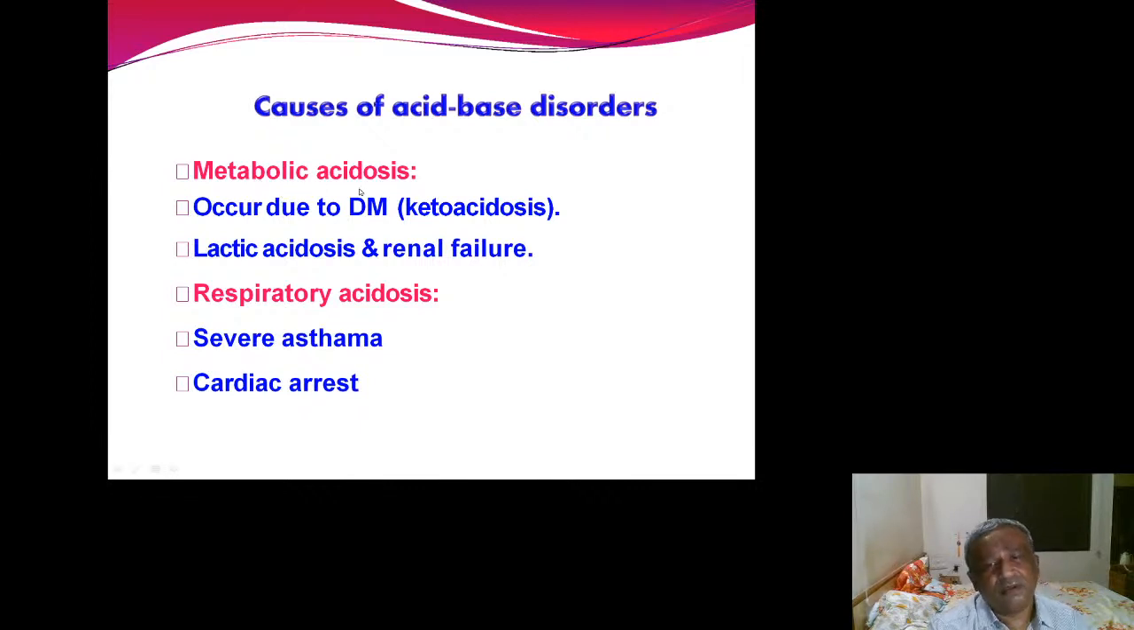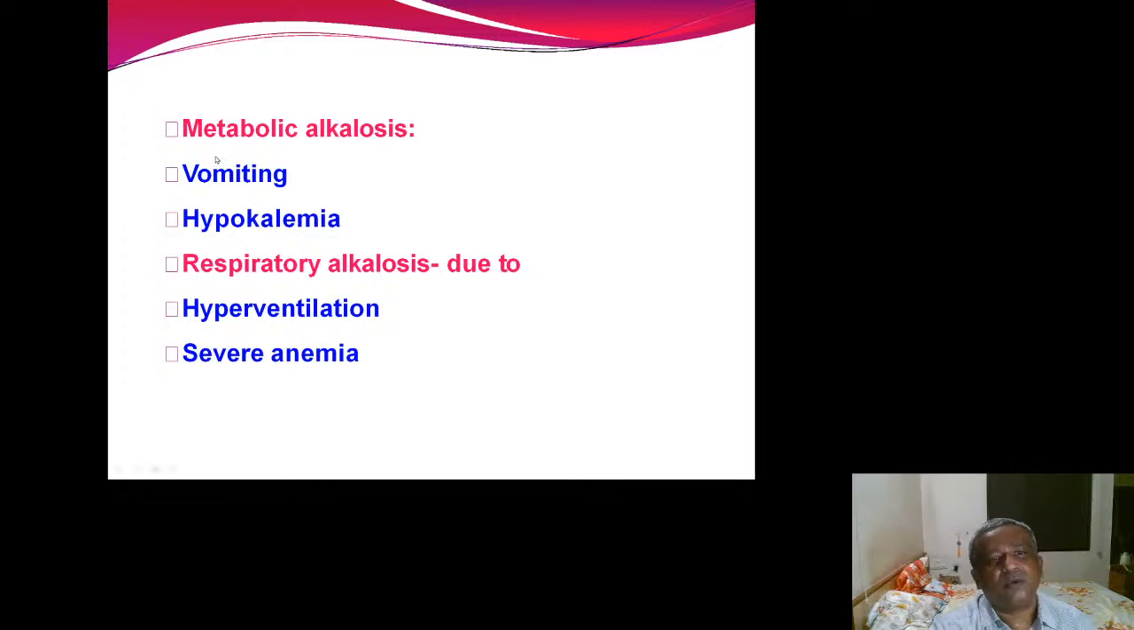But metabolic acidosis: mainly diabetic ketoacidosis, lactic acidosis, renal tubular acidosis, renal failure. The causes of respiratory acidosis: severe asthma, any depression of the respiratory center, cardiac arrest will cause respiratory acidosis because CO2 narcosis will happen, CO2 will rise and in turn the carbonic acid H2CO3 will rise. The main causes of metabolic alkalosis are vomiting, because you are losing too much HCl, and hypokalemia. Respiratory alkalosis is mainly because of hyperventilation, because whenever the patient hyperventilates, the CO2 is washed out, there is a fall in the carbonic acid and there will be respiratory alkalosis, or severe anemia.